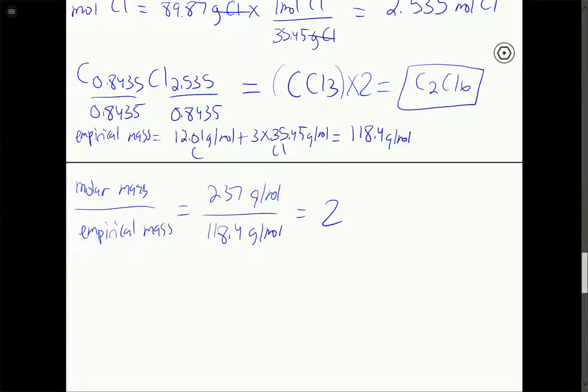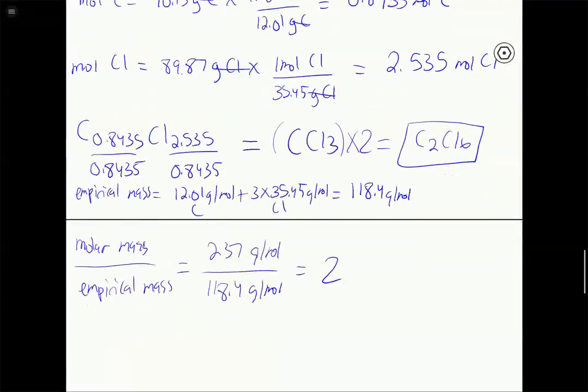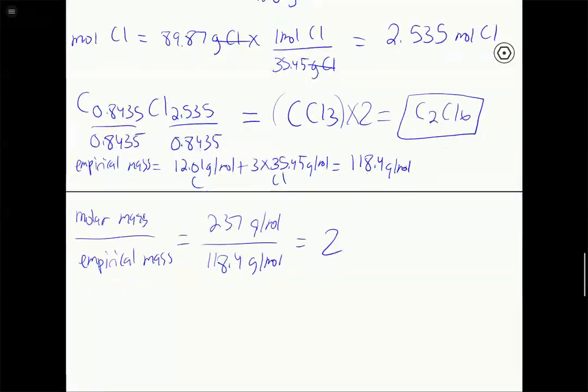Alright, so that's the molecular formula for this compound. Now, last step again, we had to compare the molar mass that's given to us to the empirical mass, and we find that the molar mass is twice the empirical mass. That means the molecular formula is twice the empirical formula.